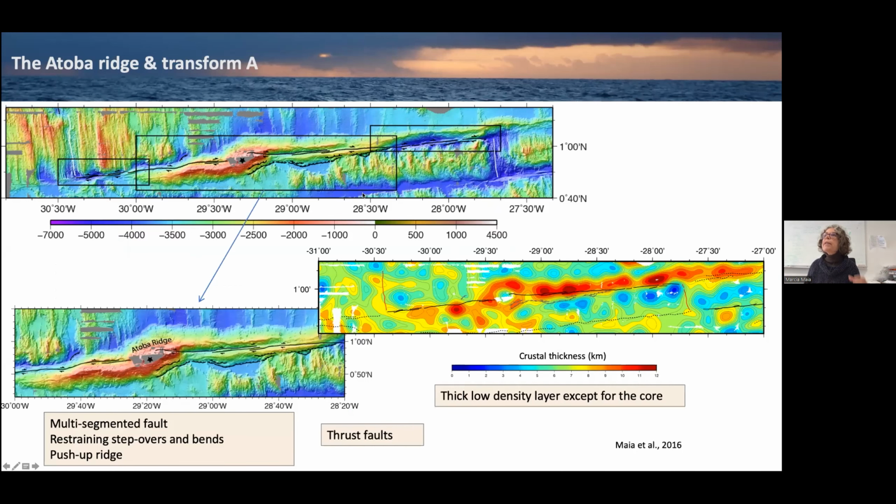The central part is the Atoba. And the Atoba is formed near a very large restraining bend of the transform fault. And it's, as I said, associated with a thick low velocity layer, because I don't like to call it crust, because the rocks that we sample there are mantle. So this is probably altered mantle, but very thick, except for the center where we see the islets, where we see a thinner crust. And this is probably due to some rotation, that is uplifting a plug of mantle, that is forming the rocks itself.